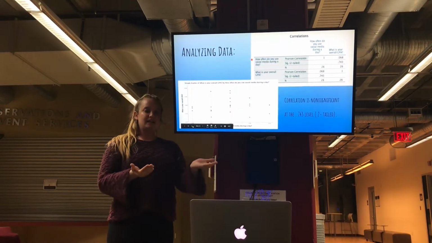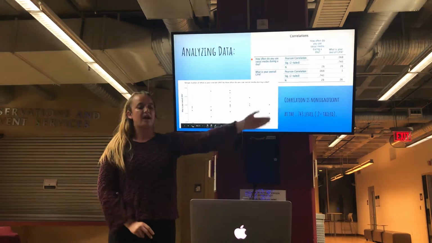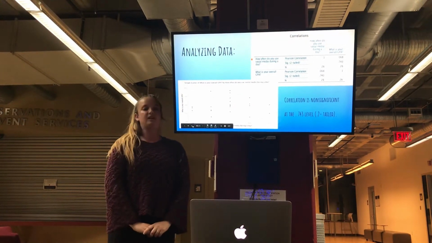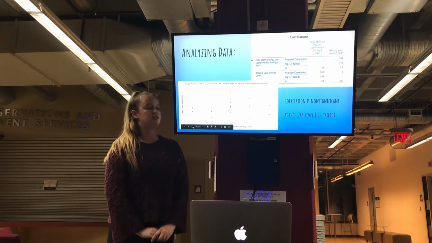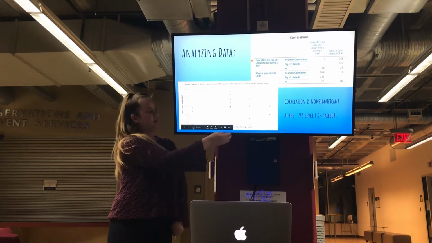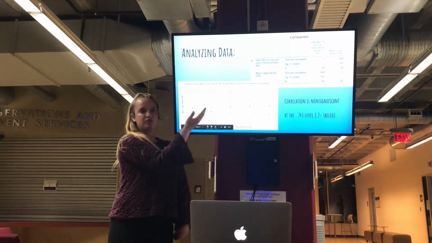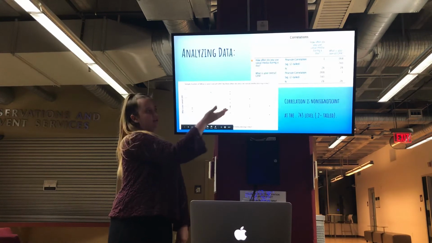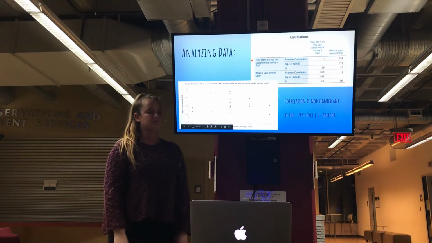In analyzing our data, the correlation showed that we had a non-significant correlation at the 0.743 level, which is two-tailed, as said before. Our scatter plot shows that our average was about 3 for the average time using social media, as well as our grade point average. The average was about 3.0.